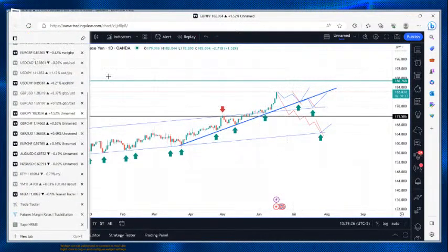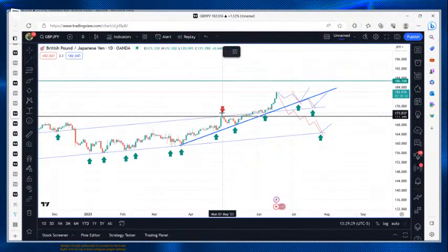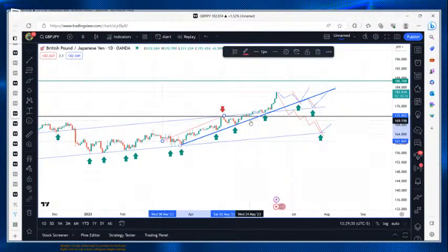And matter of fact, this might just be a whole new angle. Got a high here. So we got these touches here.